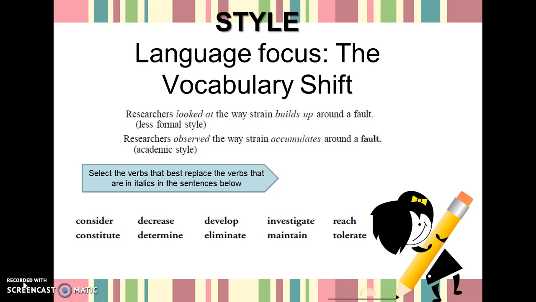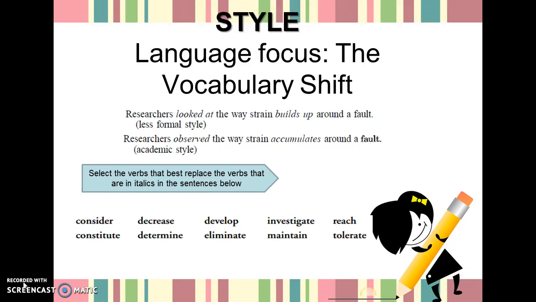Researchers looked at the way a strain builds up around a fault, and researchers observed the way a strain accumulates around a fault. In these two examples, which mean the same, we have two different options for two different verbs. The first example shows phrasal verbs, look at and build up, to express the same idea, but in the second example we have the same sentence with more academic verbs, the academic style. They are like transparent English, Latin-like English: observe, accumulate, but in fact that means the same.